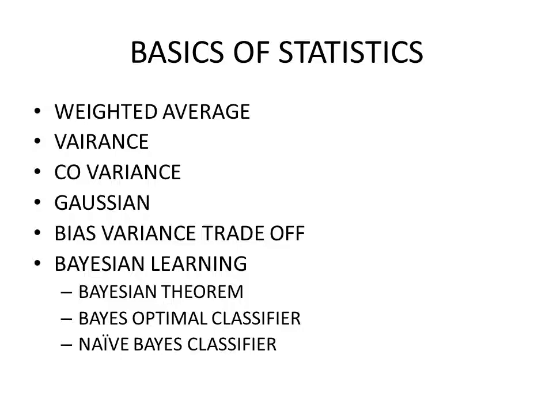Basics of statistics covers the following topics. Weighted average. What is weighted average? Variance, covariance, Gaussian, that is Gaussian theorem, bias variance trade-off, Bayesian learning. Under Bayesian learning, we have Bayesian theorem, Bayes optimal classifier, Naive Bayes classifier. So these are the topics we are going to discuss under basics of statistics.